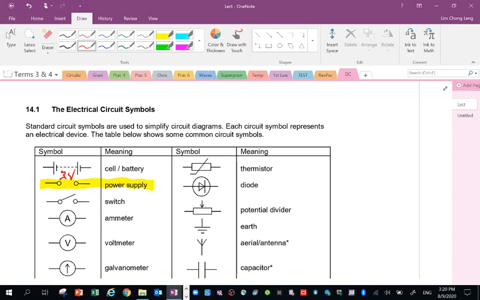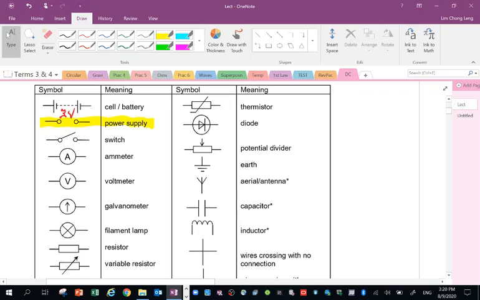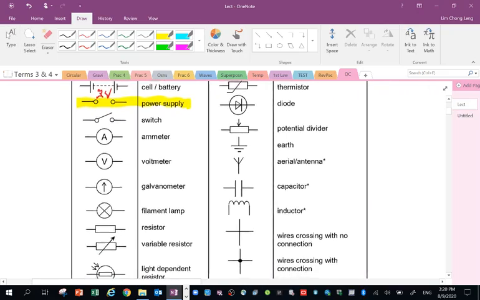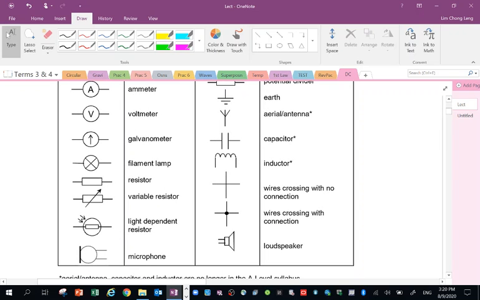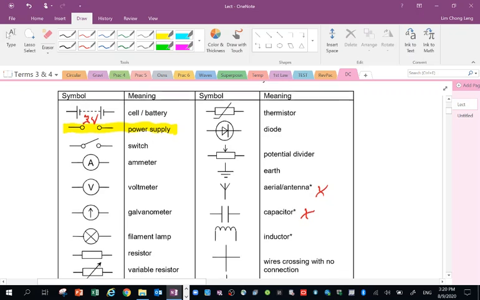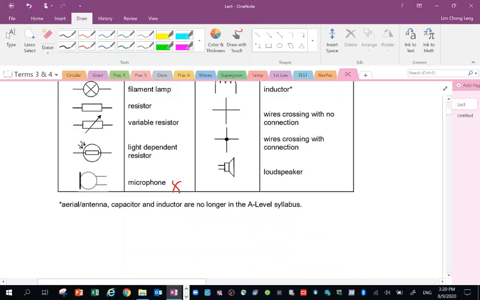And there are other symbols that you need to familiarize yourself. You have to memorize them, I'm afraid. And there are actually three symbols that are not commonly encountered for A level. The three symbols are microphone, antenna or aerial, and the third one is the capacitor. So the rest of the symbols are usually used for A level circuit diagrams.